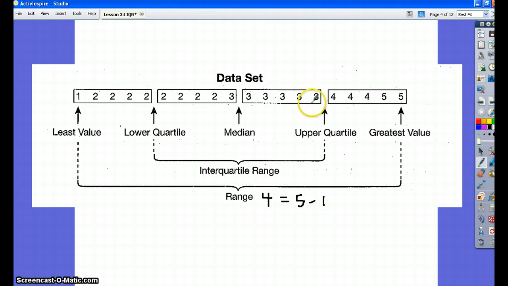The interquartile range in this case, right, the upper quartile here would be 3.5. The lower quartile here would be 2, because 2 plus 2 is 4, divided by 2 is 2. So the interquartile range would be 3.5 minus 2, which equals 1.5. Okay, and the median, right, would be these two middle numbers, and 3 plus 3 divided by 2 is 3. So this would just be 3.